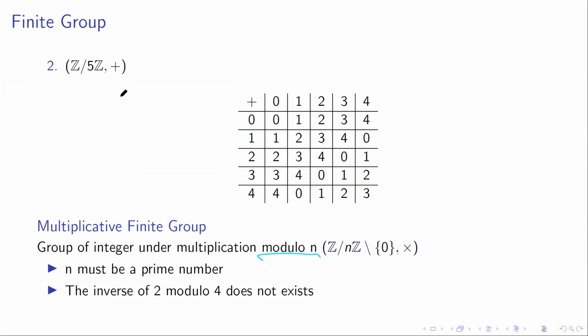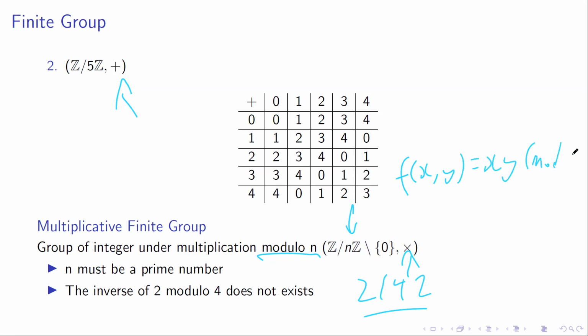So the examples that I gave just now are all under addition, but if we change it to multiplication, we also have another group. But in this group, n must be a prime number. Why is that the case? Because let's say I have this group right here, and the operation defined in this group is basically x times y equals xy mod 4, right? And the problem is the 2 element does not have an inverse. This does not exist.